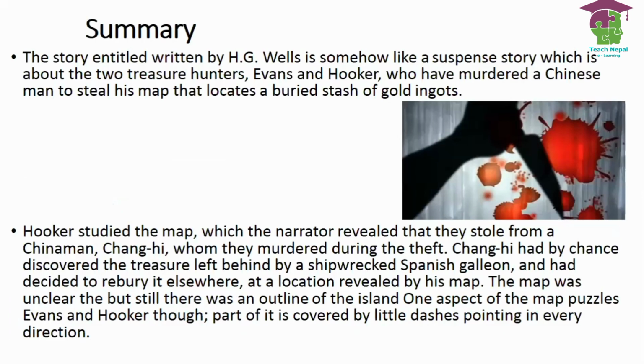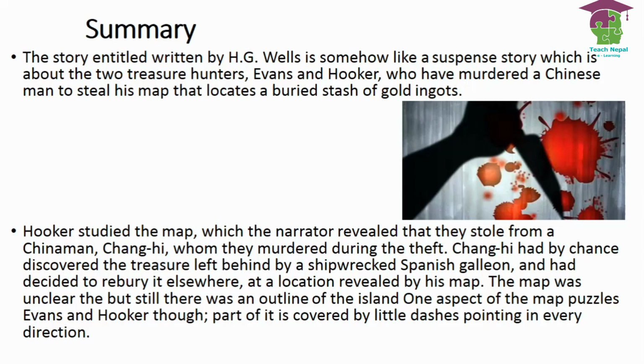Now let me get started with the summary. The story entitled The Treasure in the Forest, written by J.H. Wells, is somehow like a suspense story, which is about the two treasure hunters, Evans and Hooker, who have murdered a Chinese man to steal his map, which locates a buried stash of gold ingots.